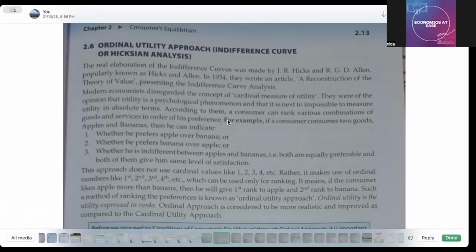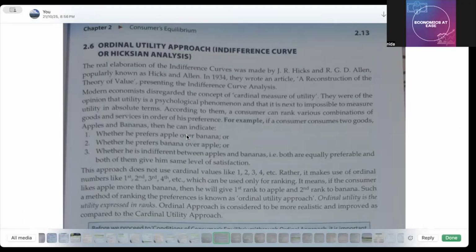According to them, a consumer can rank various combinations of goods and services in order of his preferences. For example, if a consumer consumes two goods, for example apples and bananas, he can give a ranking order, whether he prefers apple over banana, or banana over apple, or both are equally preferable.